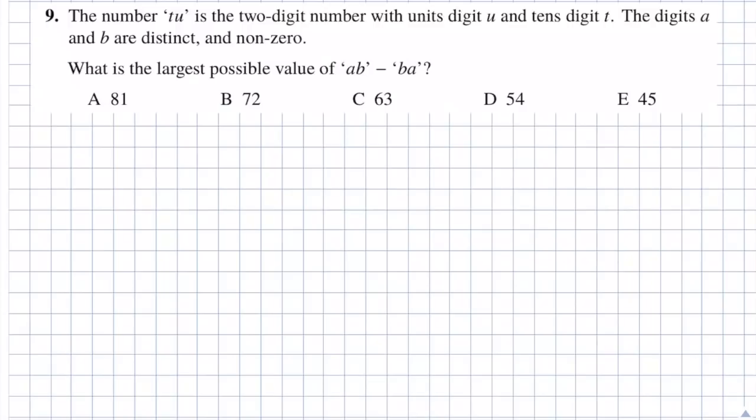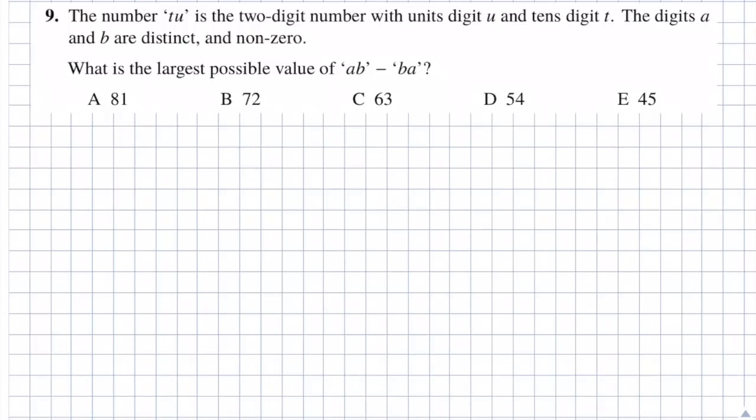Question 9. The number TU is the 2-digit number with units digit U and tens digit T. Digits A and B are distinct and non-zero. What is the largest possible value of AB minus BA? We've got answers as A is 81, B is 72, C is 63, D is 54, and E is 45.